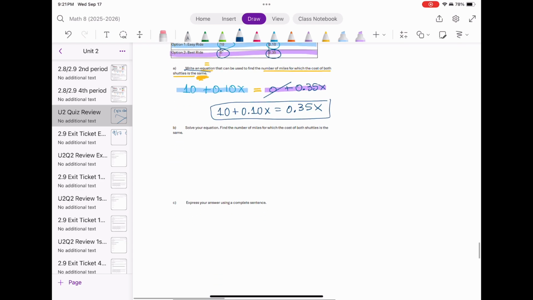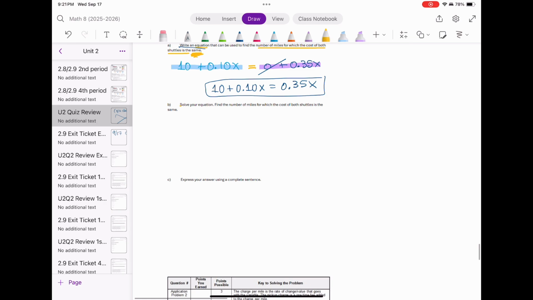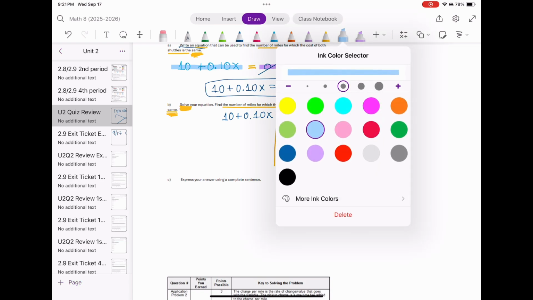Okay, let's go to letter B. It says solve your equation. Find the number of miles for which the cost of both shuttles is the same. So again, same means it's an equal sign, and we're going to solve. So whenever we solve, we use the bridge to separate both expressions. Okay, so the goal of solving is to get x to be by itself.